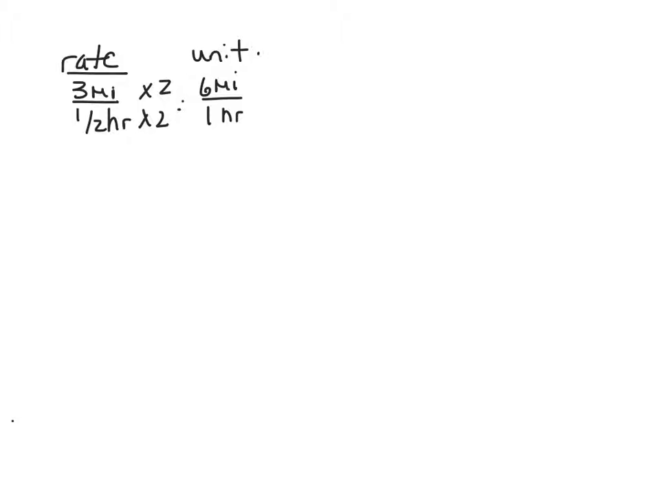Okay, let's say I have a rate, and it's my rowing rate, which is 3 miles in 1/2 hour. I can change that rowing rate to a unit rate by multiplying my numerator and denominator by 2, and I end up with 6 miles in 1 hour as my unit rate because there's a 1 in the denominator. Using that unit rate, I then can create equivalent rates.